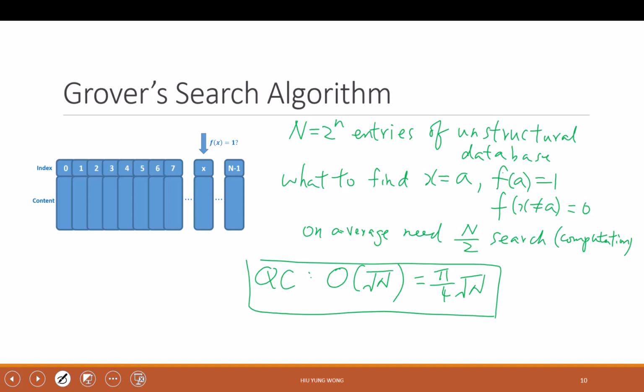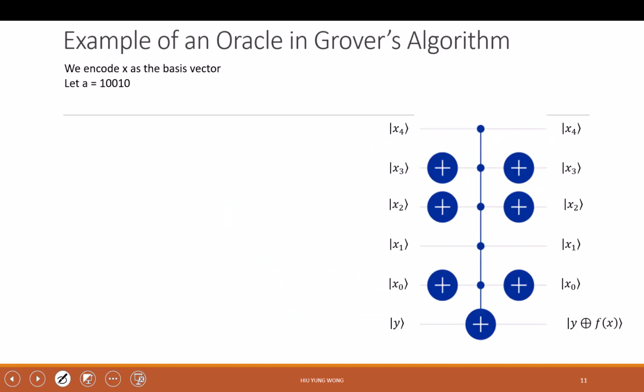The problem is that we have a large unstructured database. I want to find a record. So when I find it, it's a computation process. Classically, I need n over 2 searches or computations. But quantum mechanically, in a quantum computer using Grover's search algorithm, I only need square root n computations. And you can imagine, again, we will use superposition. Okay, so this may be a little complicated, but that is okay.